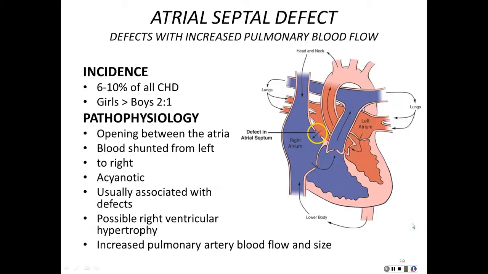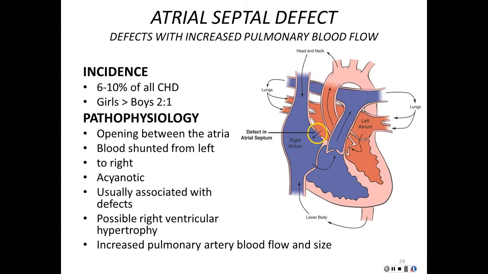We've been discussing congenital heart defects. This is Stephen Holloway. This is Nursing 203, Module A, and we've been looking at congenital heart defects. This is the first in the series of defects with increased pulmonary blood flow. We're going to be discussing atrial septal defects.